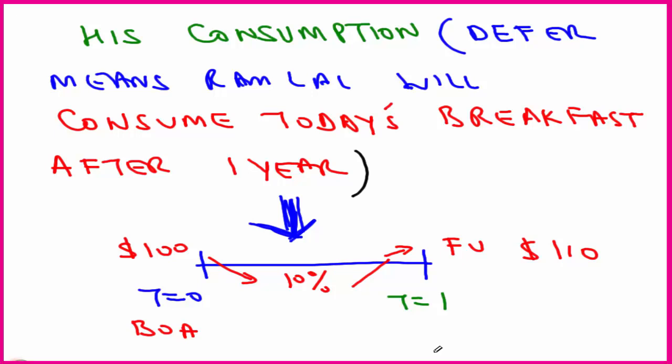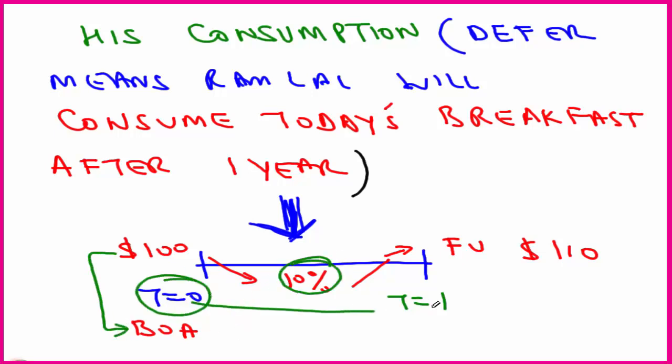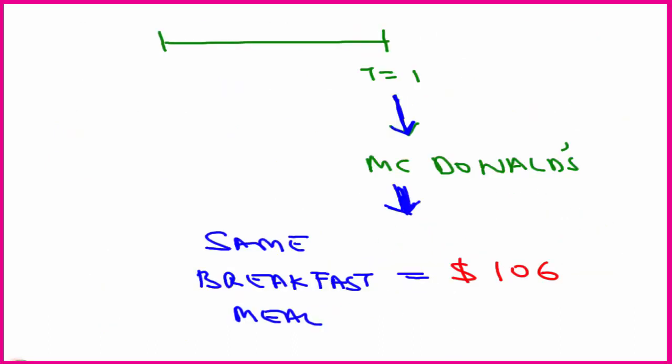So just see, he has deposited $100 in Bank of America today at T0 at 10%. So how much will he be getting? Future value is $110. Now what will he do with $110? He will run to McDonald's and ask for the same breakfast meal. But the same breakfast meal is supposedly available at $106.